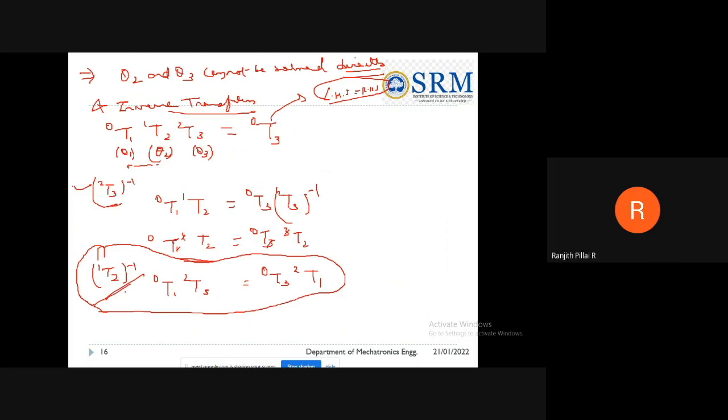You should understand how to eliminate. See, is it possible to eliminate theta 2, or is it possible to eliminate theta 3? By this rule, you should be able to understand. If you understand this, you just multiply the T3, whatever is here, you just multiply it.